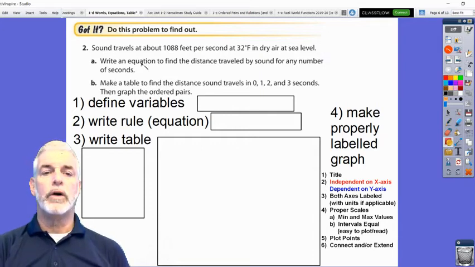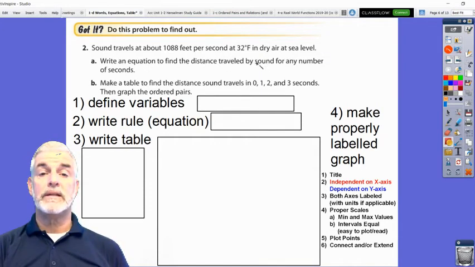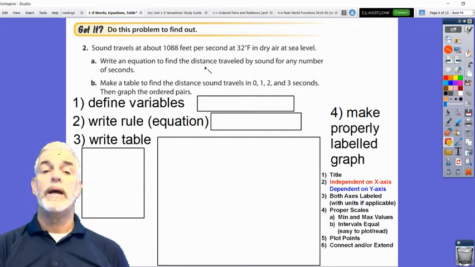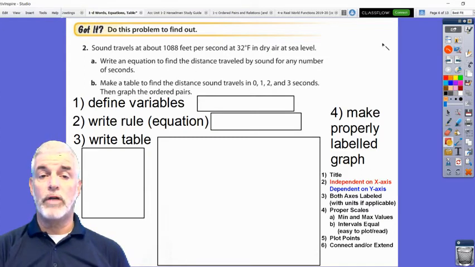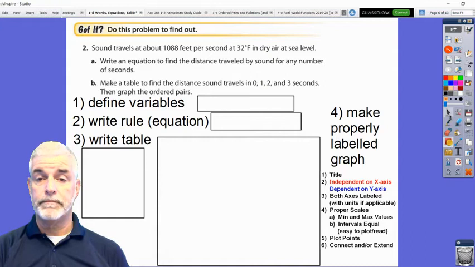All right. So write an equation to find the distance for any number of seconds. So again, they're telling you what your input and output variables are. Make a table to find the distance it travels in 0, 1, 2, and 3 seconds. So they're giving you your input values to use, and then graph. All right, so you have all 4 pieces to do here.